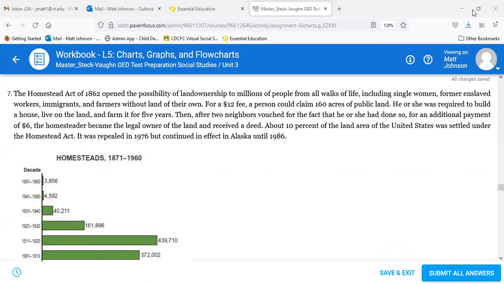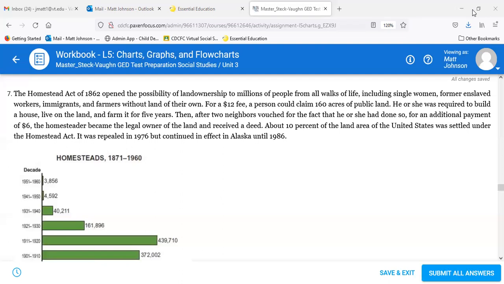He or she was required to build a house, live on the land, and farm it for 5 years. Then, after 2 neighbors vouched for the fact that he or she had done so, for an additional payment of $6, the homesteader became the legal owner of the land and received a deed. About 10% of the land area of the United States was settled under the Homestead Act. It was repealed in 1976, but continued in effect in Alaska until 1986.